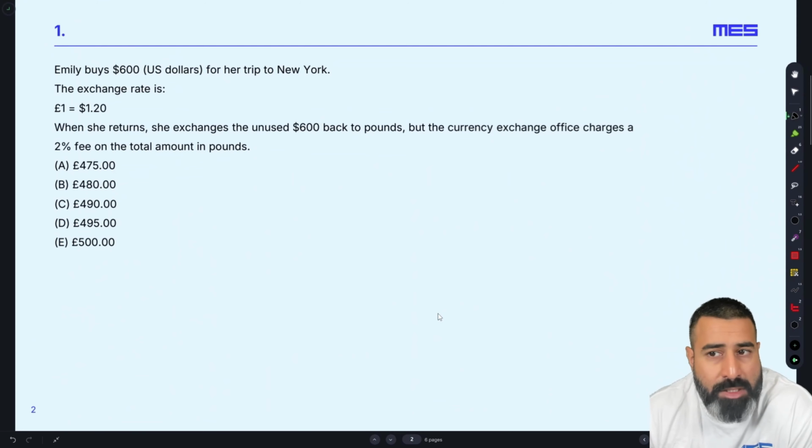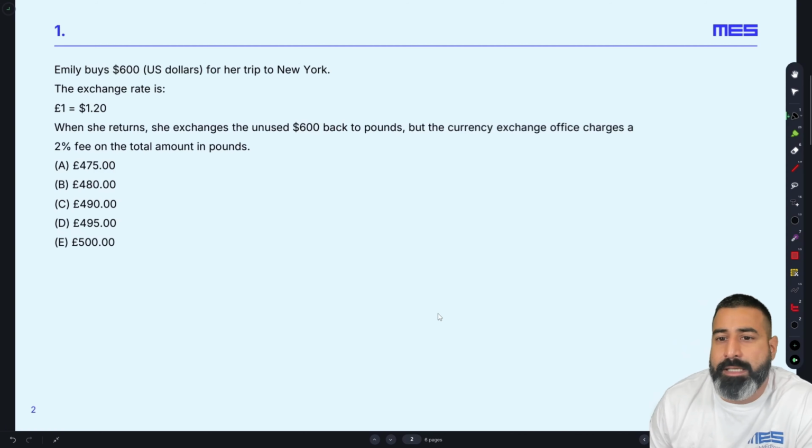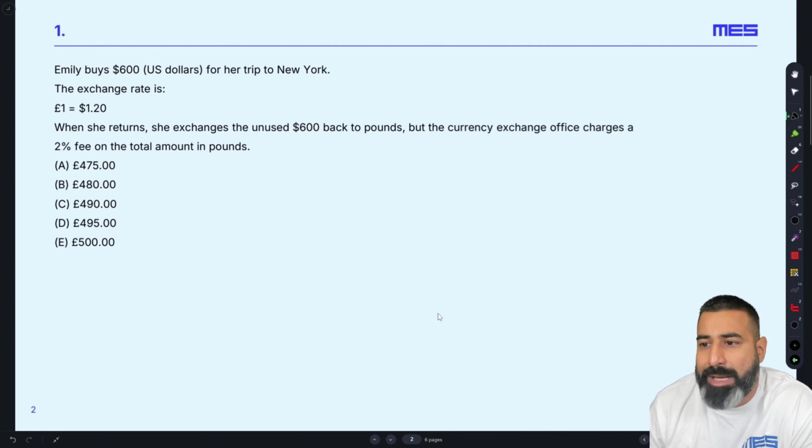Emily buys some dollars for a trip to New York, US dollars. Sensible. The exchange rate is given below. £1 equals $1.2. When she returns, she exchanges the unused $600 back to pounds, but the currency exchange office charges a 2% fee on the total amount in pounds.